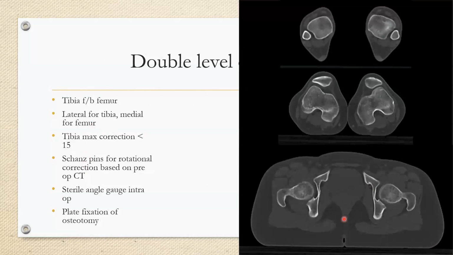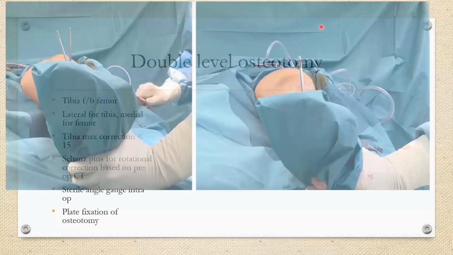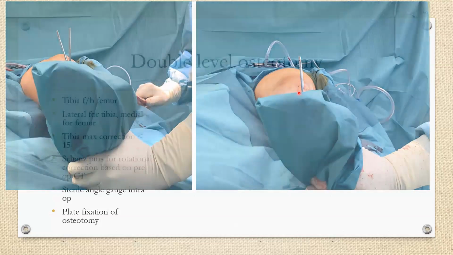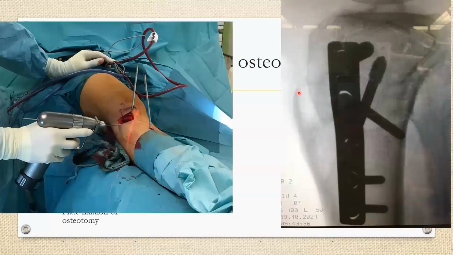This is a case example where you can see there's increased femoral anteversion with inward pointing of both knees and external rotation of both tibias. The tibial correction is done. You can see the transfixing pins are placed in the tibia first, following which the osteotomy is done and the correction is made, and the pins are brought back in place, which is then fixed with the plate.